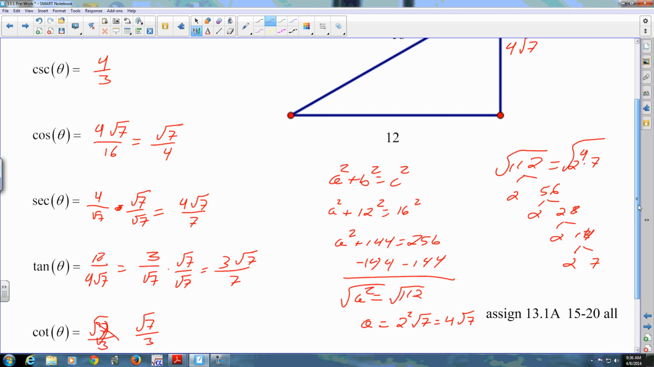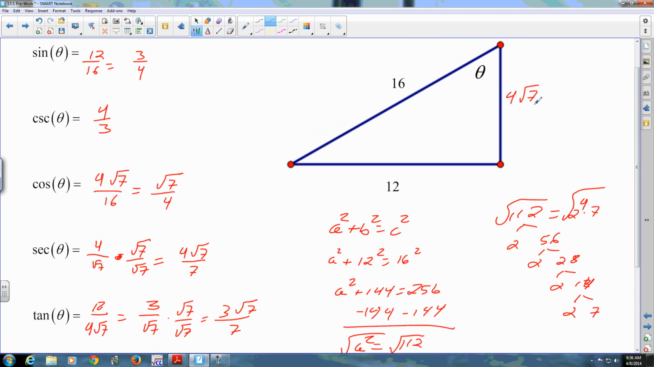Okay, so find the missing side first, reduce the radical if necessary, and then write the 6 trig functions.